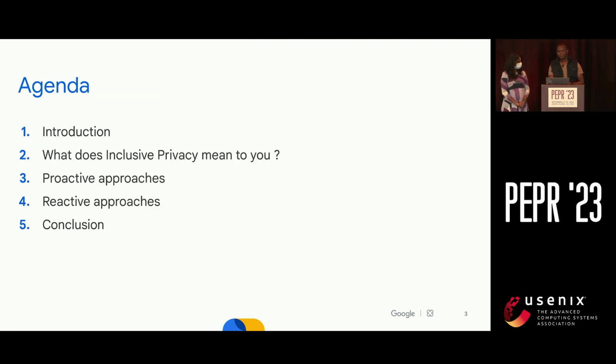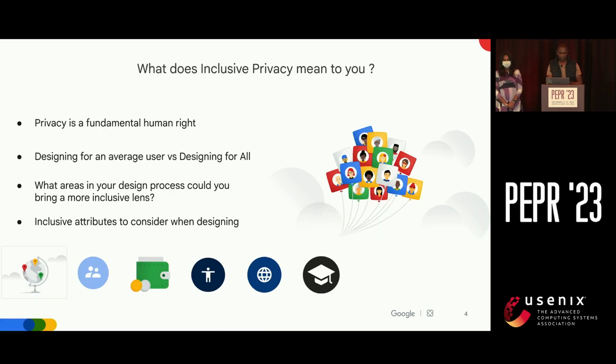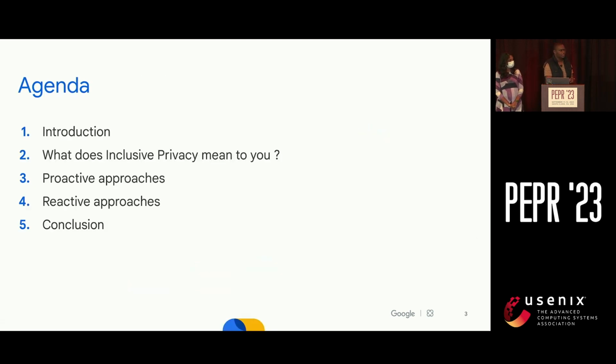So today we're going to first start with defining what inclusive privacy means. It might mean different things for different people. So we're going to set the baseline in terms of what we mean by inclusive privacy. And then after that, we are going to break the talk into two different sections. First, proactive approaches. How can you look at inclusive privacy with a proactive lens? And then secondly, because we are from the response team, which is the incident management team, the second aspect will be the reactive approaches.